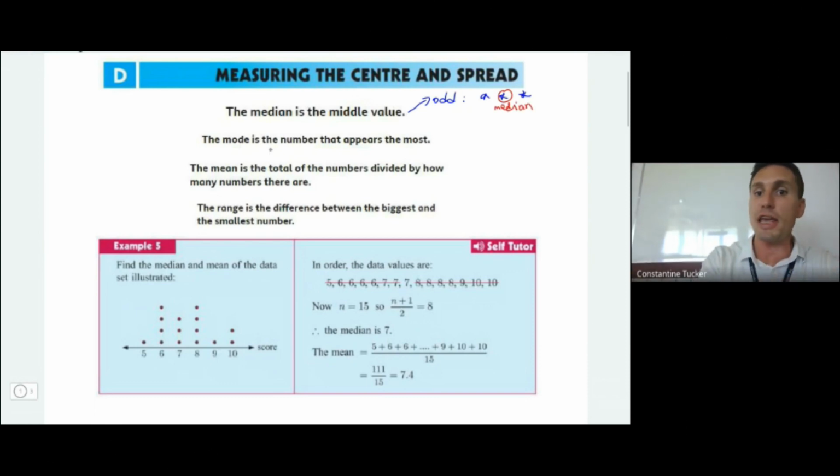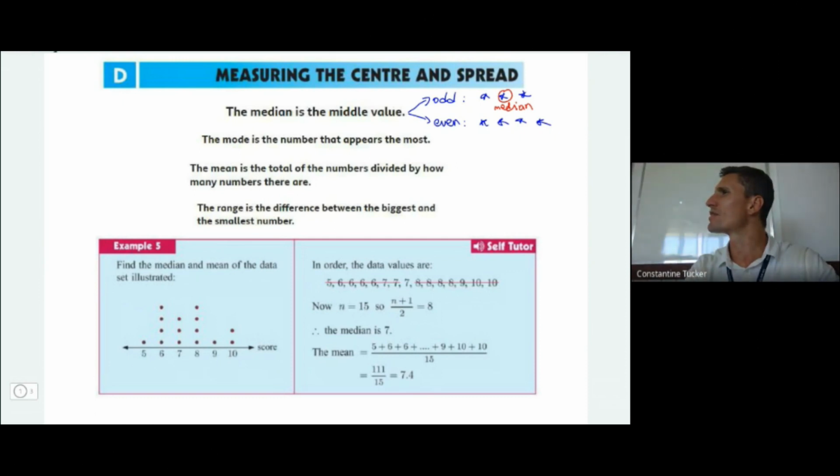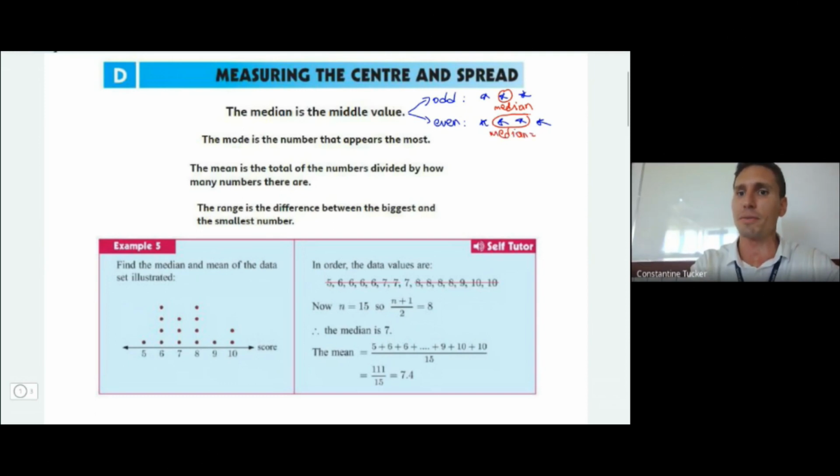But if you have an even number of things, does anyone remember what happens to the median if we have an even number of things? Does this ring a bell from previous years? So the median in these cases will be the average of the two middle numbers. This is when we have an even number of things. Anyway, we will get to it in a second.